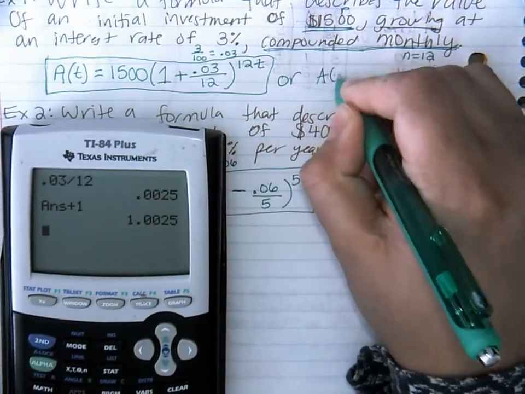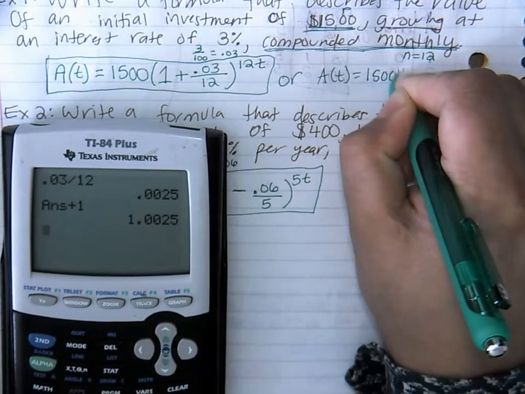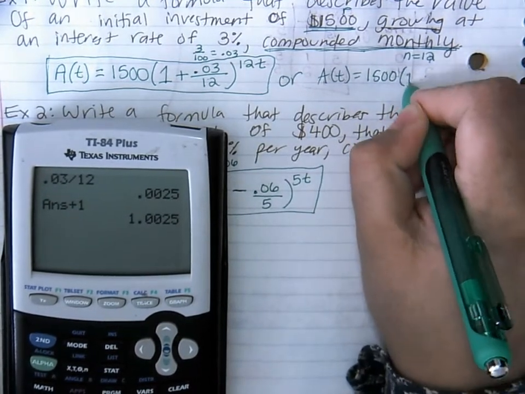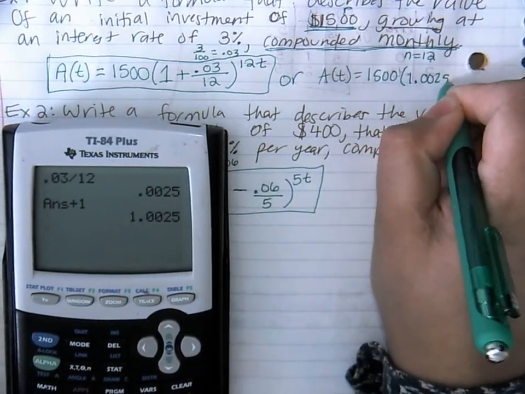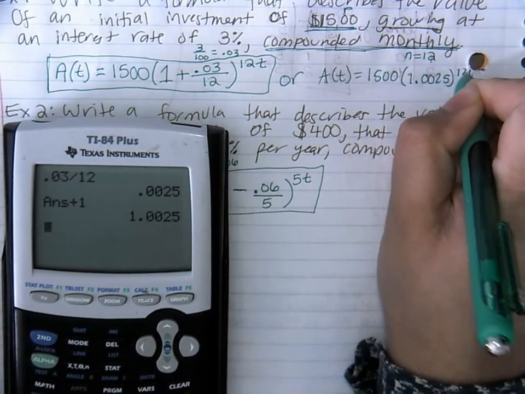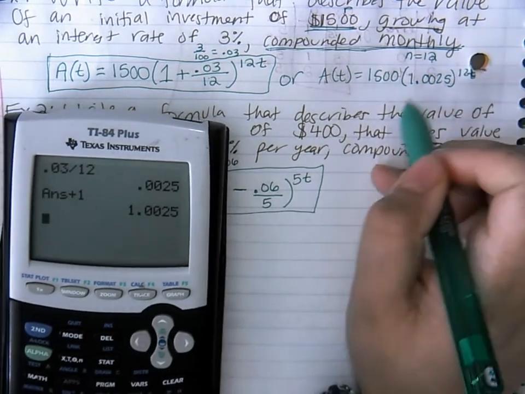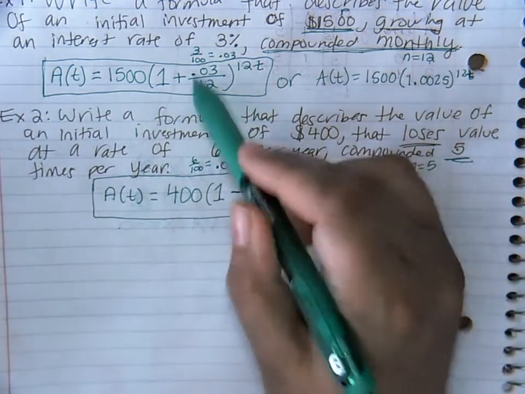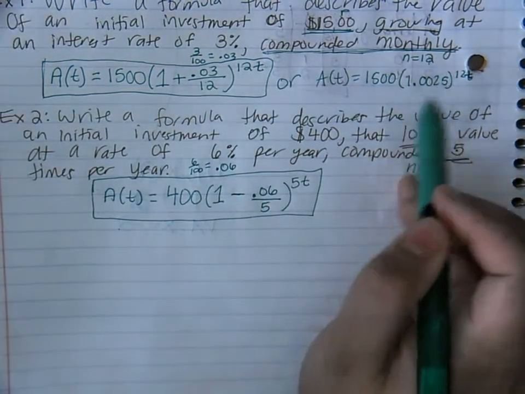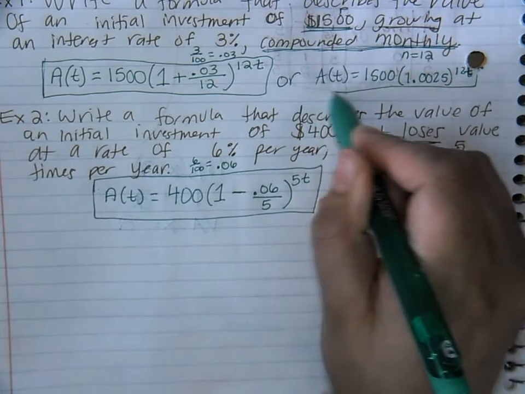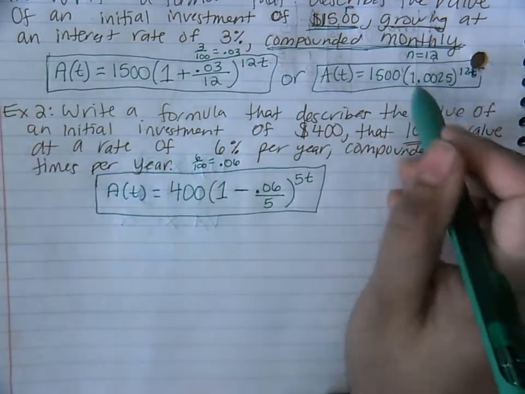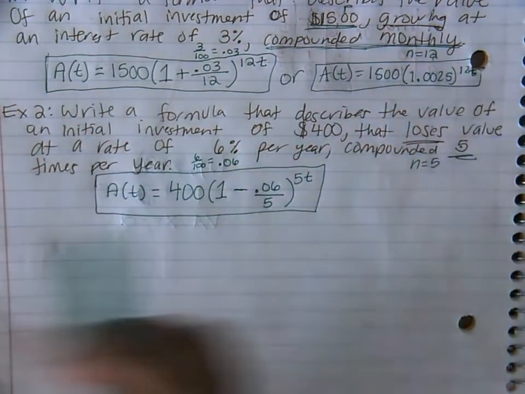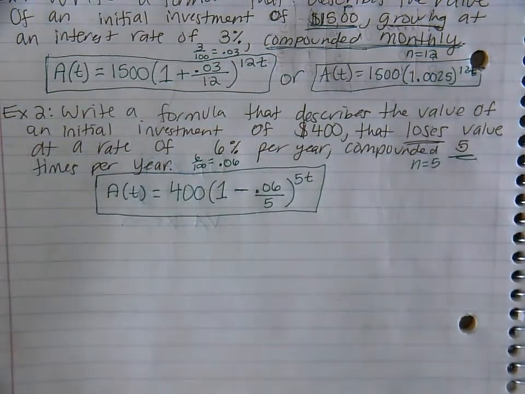So it would also be correct if it was written 1500 times 1.0025 raised to the 12t. So both those are equivalent. It's just 2 different ways of writing it. This you can clearly see I substituted into the formula. Here it's simplified. So again, some of the questions were left like this instead. Same idea with this if you wanted to simplify it.